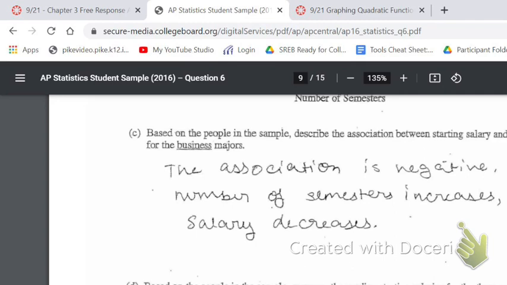They identified the direction. Did they talk about the form at all? So they didn't talk about the strength. They didn't talk about the form. They only talked about the direction here. I think that's probably a substantial oversight when you're trying to describe this relationship.